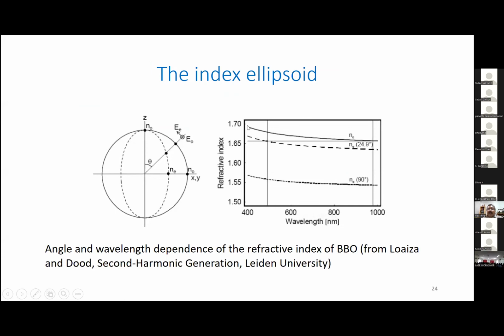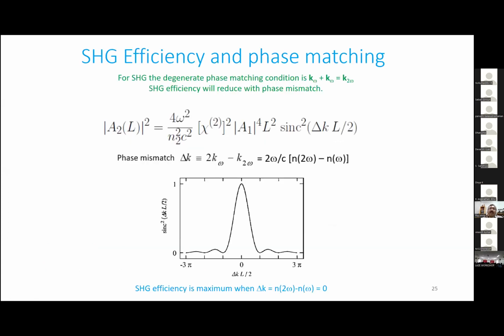For the ordinary ray, the refractive index varies from 1.7 and it goes down to something like 1.65 over this wavelength range. And for the extraordinary ray, if you send the beam at 90 degrees with respect to the optic axis, the refractive index varies like this. But if you reduce that to about 25 degrees, the refractive index has actually gone up. So you can raise it a little further by adjusting the angle again so that you can make it similar to NO. So this is the whole idea of phase matching using crystal birefringence.